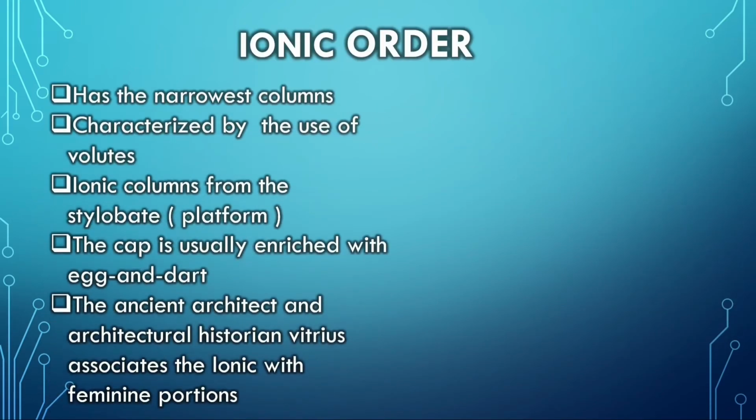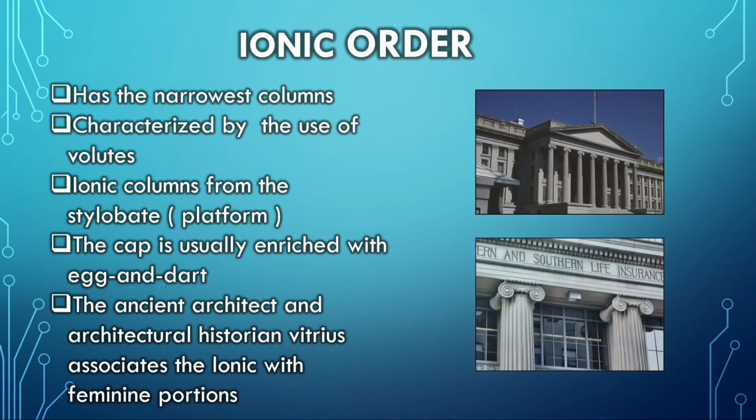Ionic order has the narrowest columns, characterized by the use of volutes. Ionic columns rise from the stylobate. The cap is usually enriched with egg and dart. The ancient architect and architectural historian Vitruvius associates the Ionic with feminine proportions.